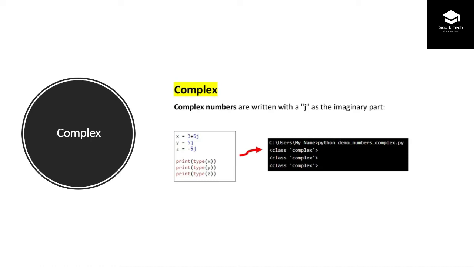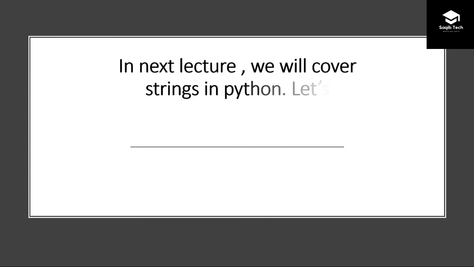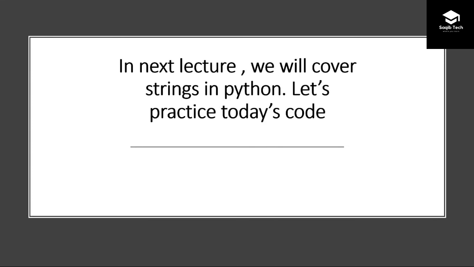So in today's lecture, we learned about data types, and we specifically learned about numbers. What are the three numbers? Integer, float, complex. Integer is a number without decimal places. Float is with floating point, maybe negative or positive, and complex is a complex number with iota, i or j or anything. In the next lecture we will cover strings in Python.